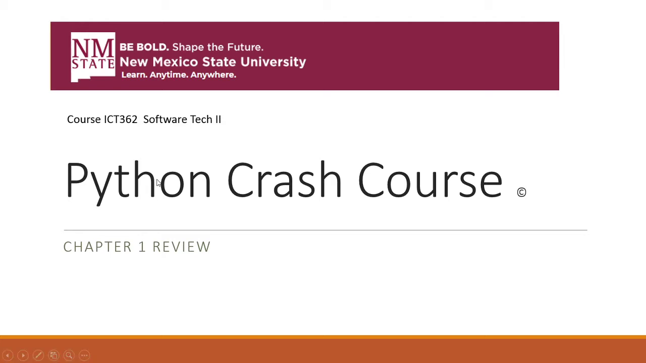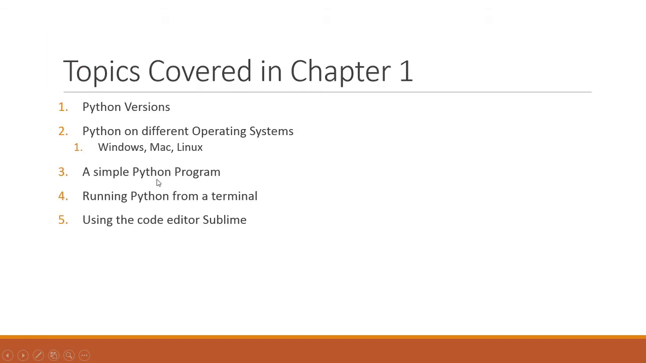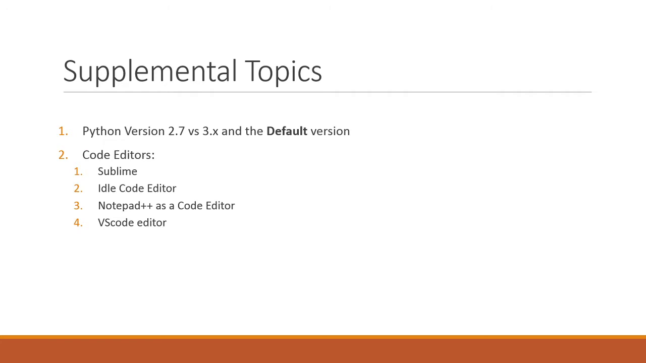The chapter pretty much goes over Python versions, and Python on different operating systems like Windows, Mac, and Linux. It talks about how to install it on each of them. It talks about running a simple Python program, running Python from a terminal, and using the code editor Sublime. In this video, we're going to talk about some supplemental material.